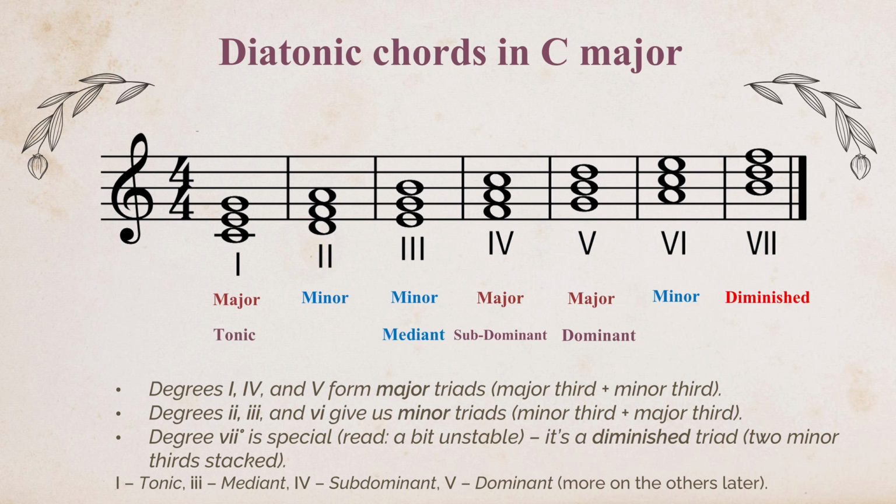They're chords built by stacking thirds on each scale degree of a given key, using only the notes from within that key. The diagram here shows all 7 diatonic chords in the key of C major. Let's take a listen.